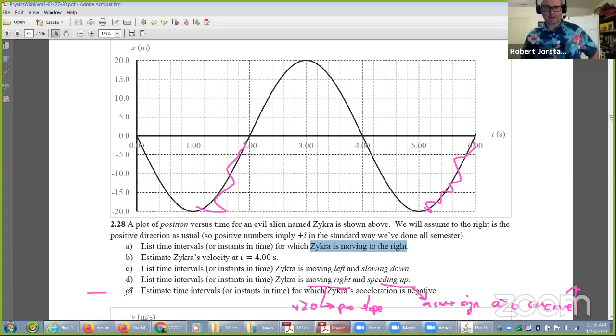And I think this last one is actually pretty easy. Time interval when, let's do that in a different color. How about purple? E would be this time interval right here, right? Concave down. All right. That's a lot of information, right?